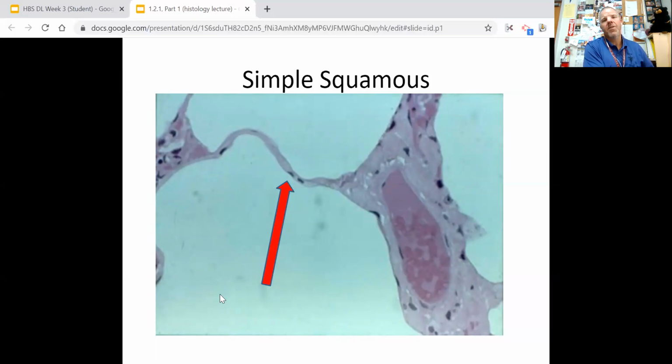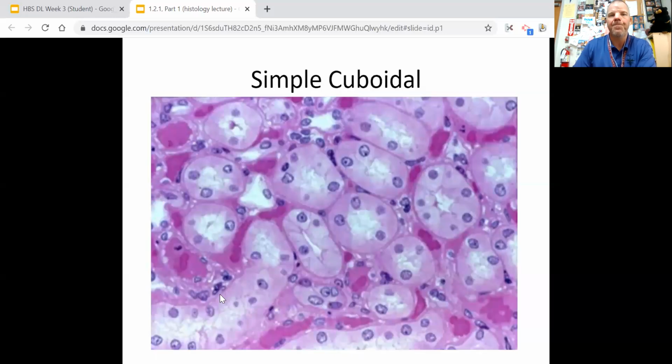Simple squamous epithelial tissue is really good for the function of allowing things to cross over it. So you might find this in your lungs, in the alveoli of your lungs. So air, oxygen can cross into your bloodstream and carbon dioxide can cross out of your bloodstream.